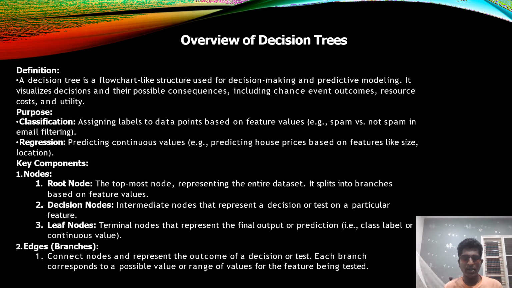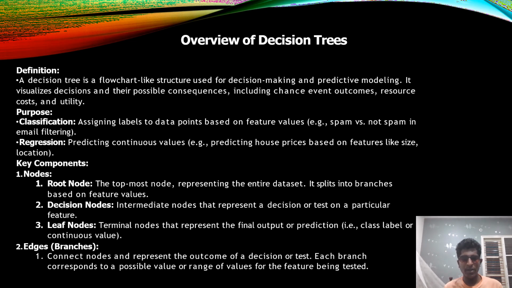Purpose. Classification. Assigning labels to data points based on feature values. Example, spam versus not spam in email filtering. Regression, predicting continuous values. Example, predicting house prices based on features like size, location.